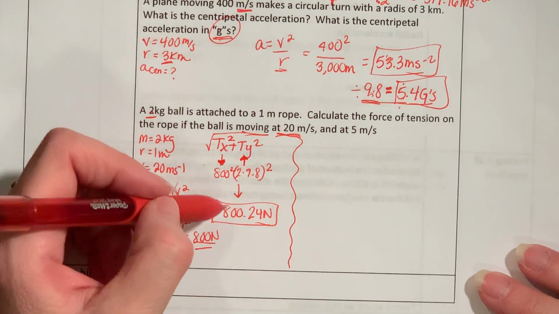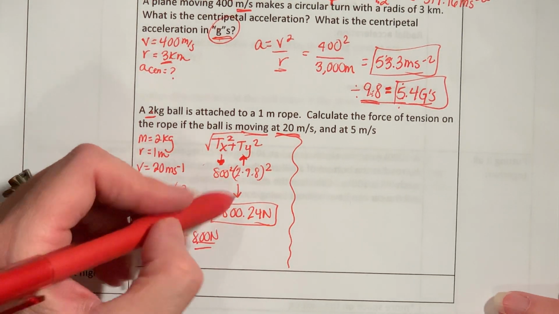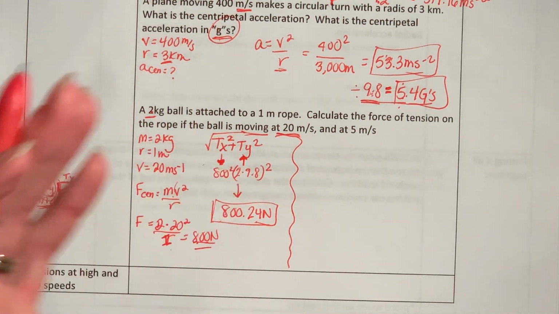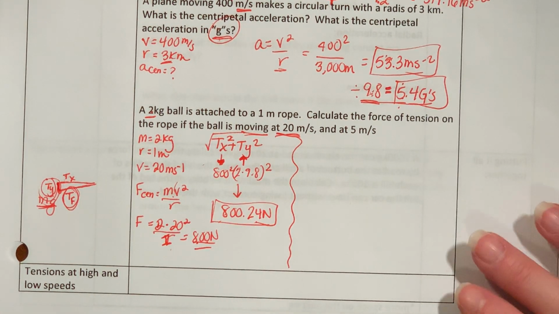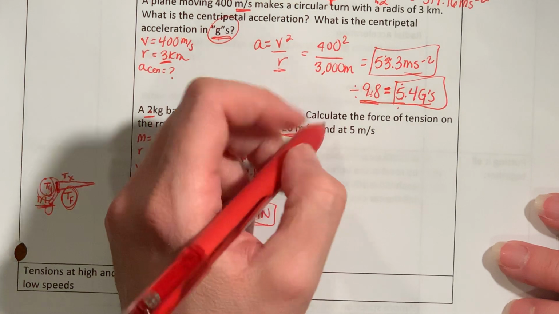So if we look at this, we're like, okay, 800.24 versus 800. Well, something that's already 800 newtons, what's another 0.24 newtons? It doesn't really make that big of a difference. But let's take a look at what happens when we slow it down. So now if we're spinning that ball a little bit more slowly, gravity's going to start taking over a little bit. So we have to include that again.